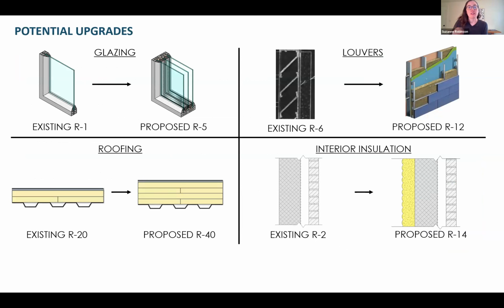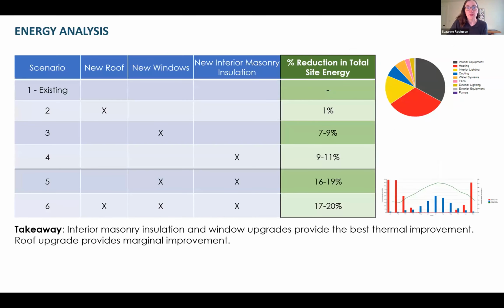So looking at potential upgrades, we took a look at the existing R1 and proposed kind of a triple glazed R5 option. I think actually it was a double glazed, I think. And then same thing with the louvers, with roofing and interior insulation. Went through some analysis, did some energy modeling analysis on that for the different components.